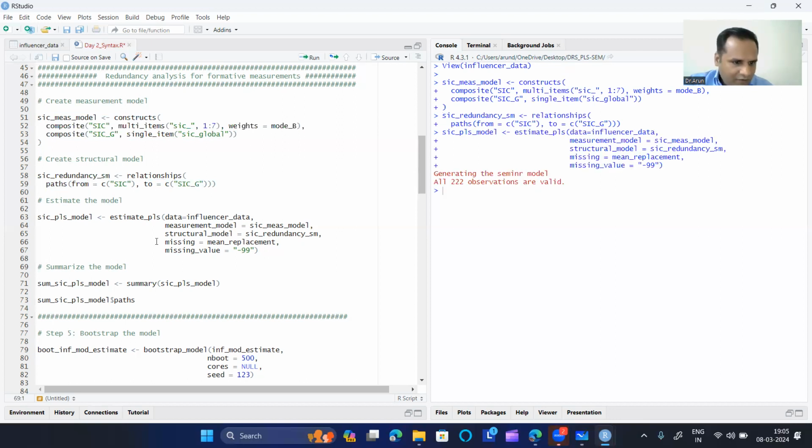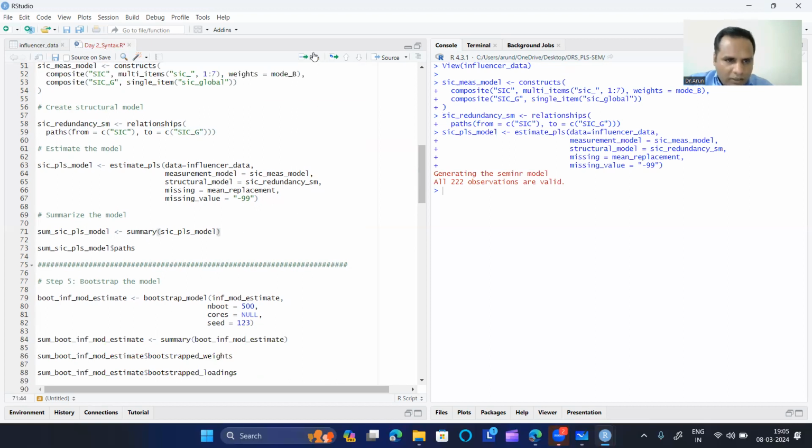All 22 observations are valid. And simply summarize the model. Just see line number 73. When I ran line number 73, my friends, by the way, let me do Control S. Here you see this value is nothing but the beta value. When you have only one independent variable in your regression, the relationship and the beta estimate will be the same.